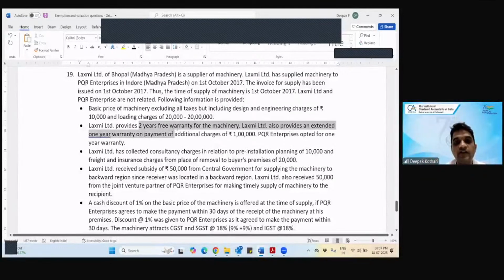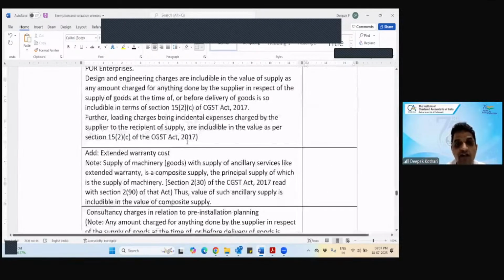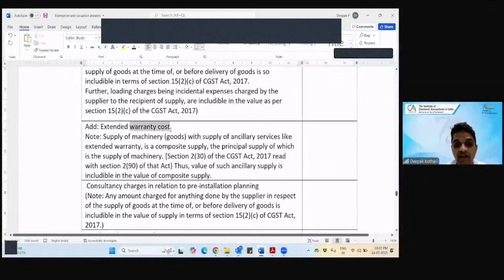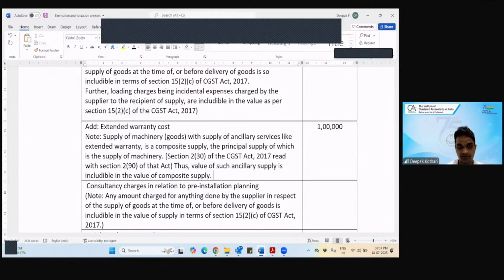Next, it provides 2 years free warranty and an extended 1 year warranty. So the extended warranty cost will be included. For this, the note is: supply of machinery with supply of ancillary services like extended warranty is a composite supply, the principal supply of which is supply of machinery. Thus, the value of any ancillary supply is includable in the value of the composite supply.